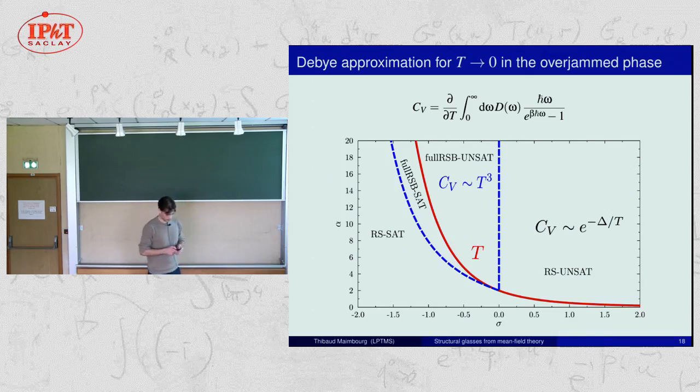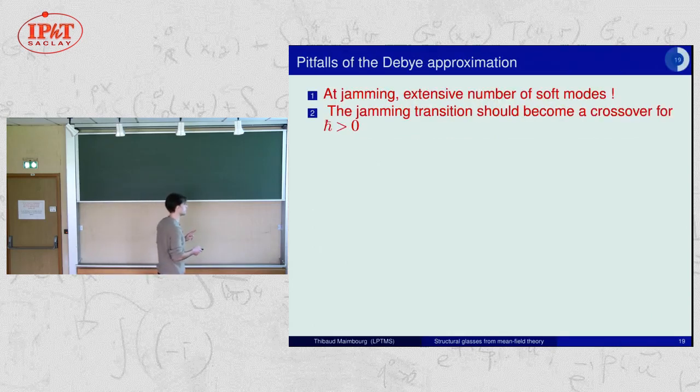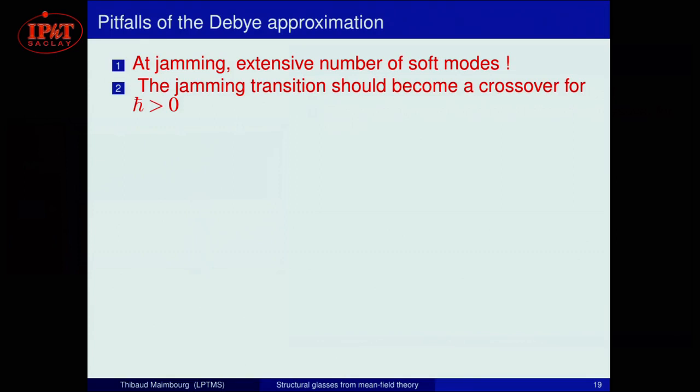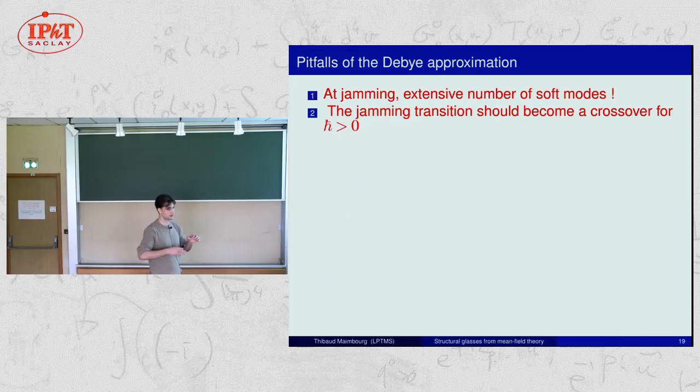So that was quite exciting, but the problem is that here you have mainly two issues. The first is that, as I told you earlier, at jamming you have an extensive number of soft modes. So this argument of Debye, that you can just perform small oscillations around the minimum, maybe it doesn't hold, because you can go far away from this minimum.